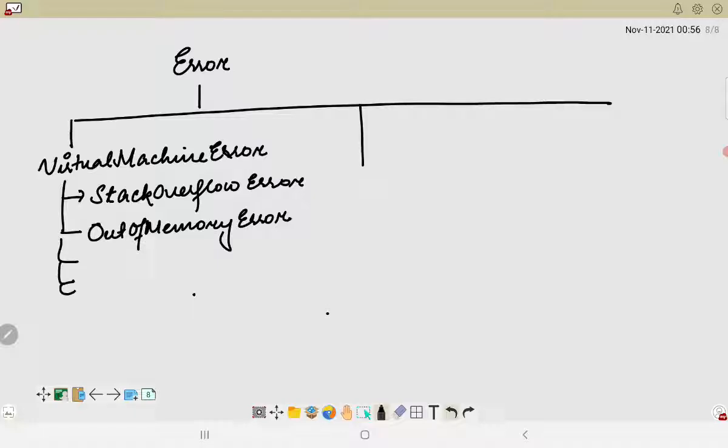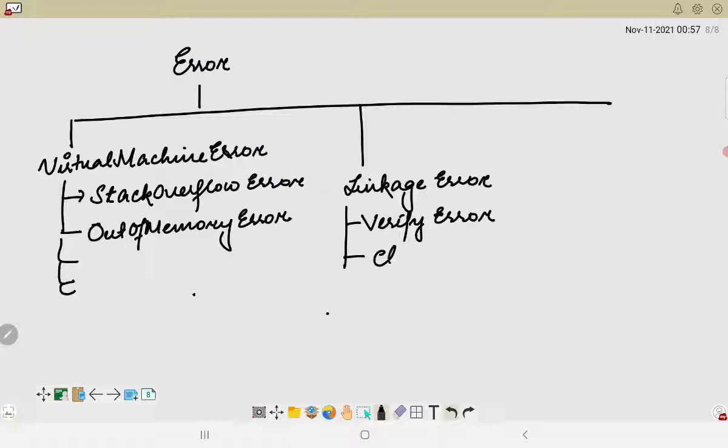There are other such classes of errors here. Next we have the linkage error. Linkage error again will have verify error. Then we have class format error. Then we have no class definition found error.